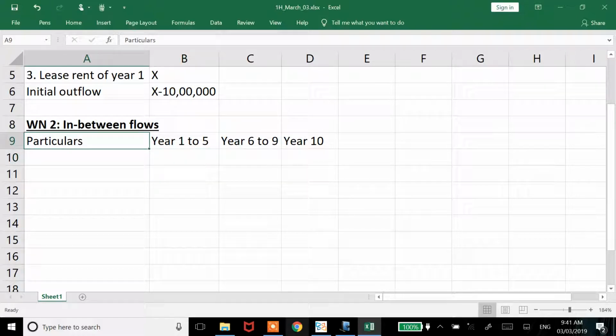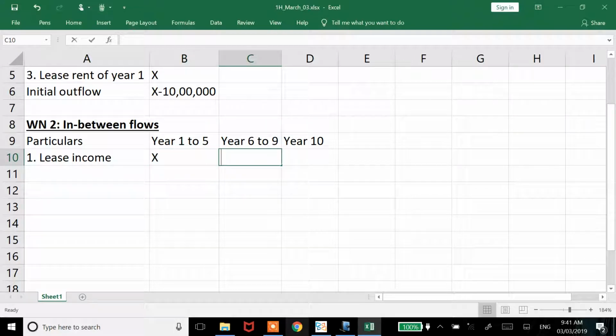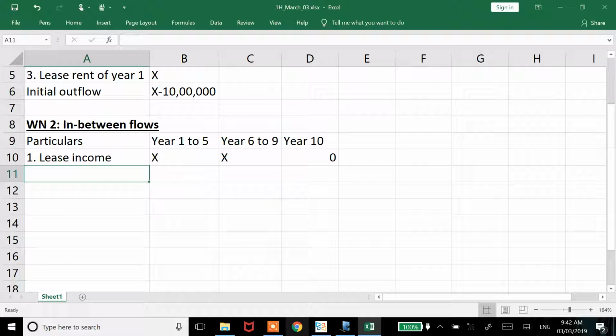Point number 1, lease income: X and 0. In the 10th year you don't get anything. From the 1st to 5th year you get X rupees, 6th to 9th year again you get X rupees, 10th year you don't get anything. The basic thing is this X is received a year prior, in advance. Any doubts on this? Any expenses?